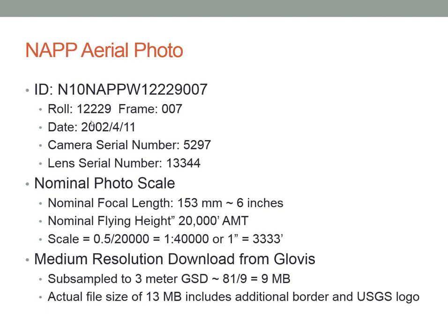We also determined that the pixel size was not 1 meter, as in the original USGS scans, but rather it was 3 meter. This is because the original scans were resampled at a lower resolution to reduce the size of the files for download from GloVis.